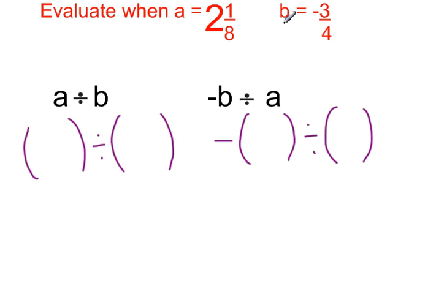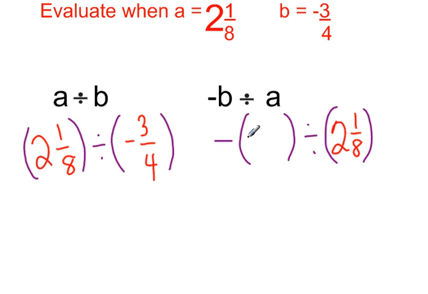Now I can go back and fill in 2 and 1/8 for A. Oh, here's another A, 2 and 1/8. And for B, I'm filling in negative 3/4. Right here, this is the reason we use bubbles, so that we don't lose any of our negatives. This, I remember, is going to turn into a positive number.